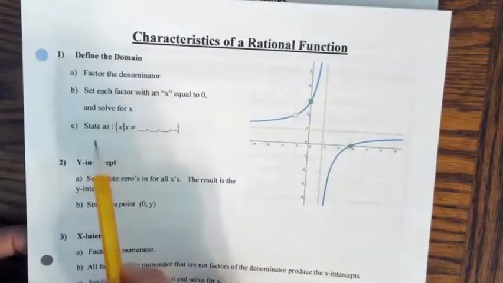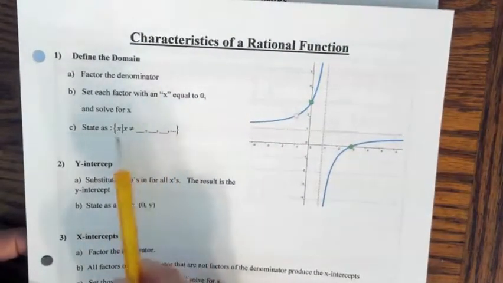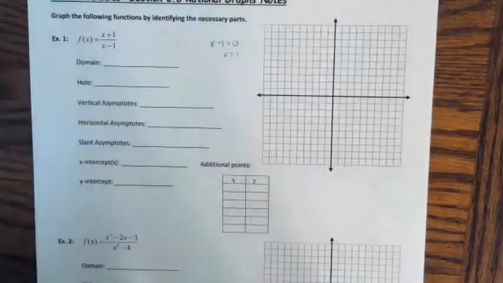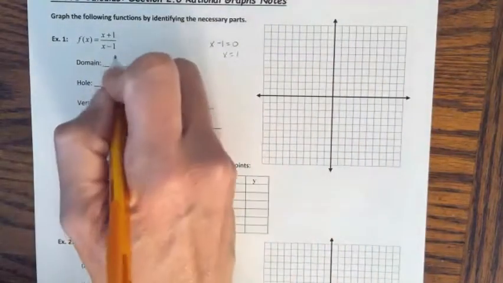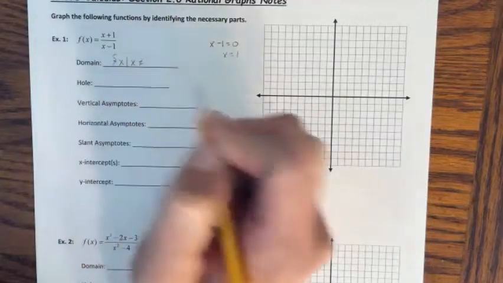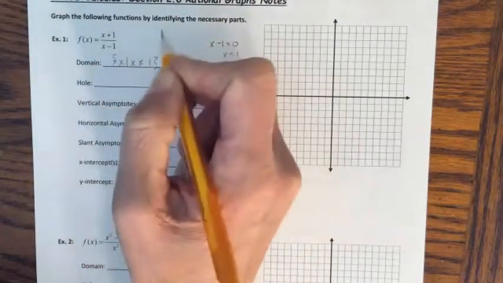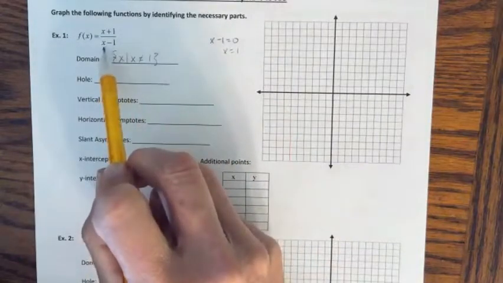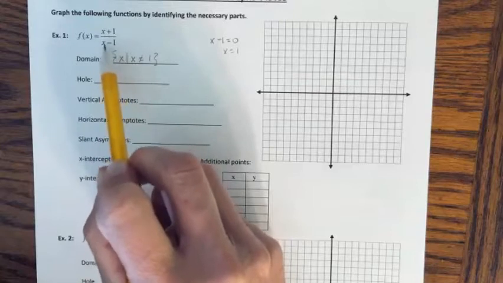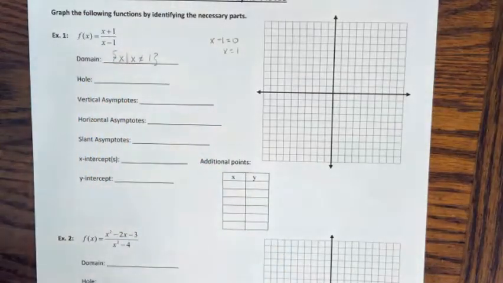So then we're going to state the domain in this notation. So this stands for x such that x does not equal, and then whatever values you get from that denominator. So x such that x does not equal 1. And what that means is if x is 1, I'll have 1 minus 1, which is 0, and I'll have a 0 in the denominator, and we all know that we can't divide by 0.